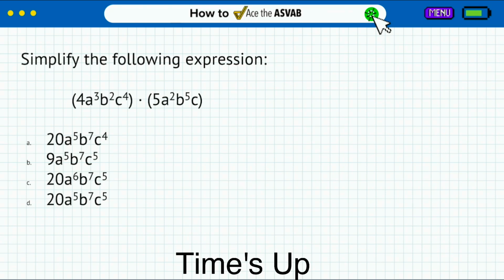All right, my party people, let's go ahead and get this one in. Let's see what we got. Let's get the timer out of the way. All right, here we go. Simplify the expression. We have 4a cubed times b squared times c to the power of 4, all of that multiplied by 5a squared, b to the power of 5, c.